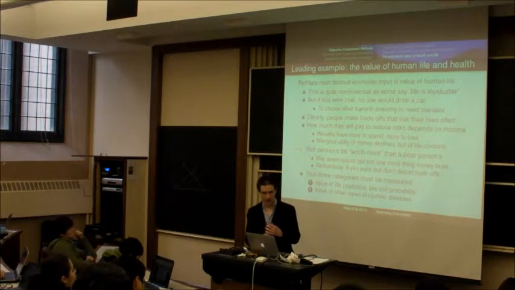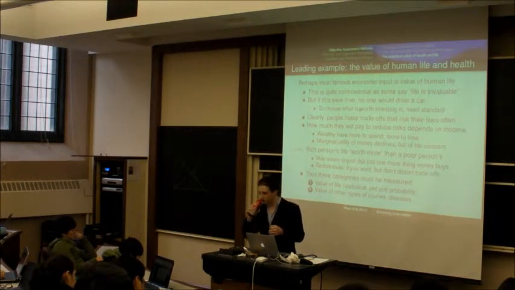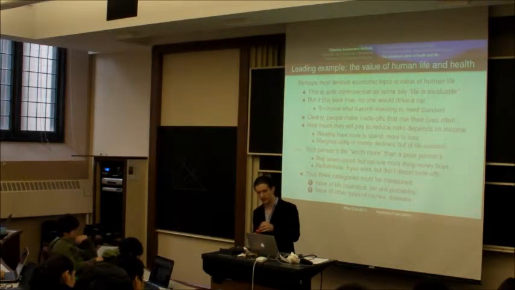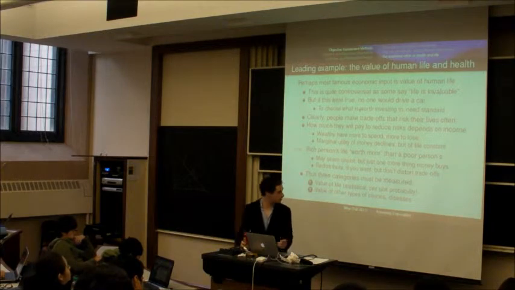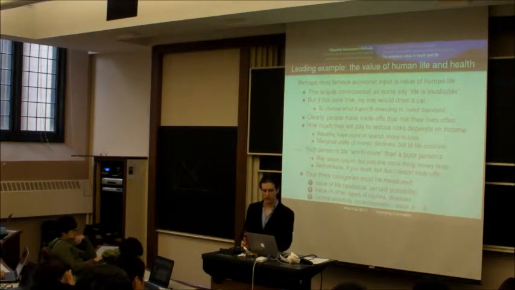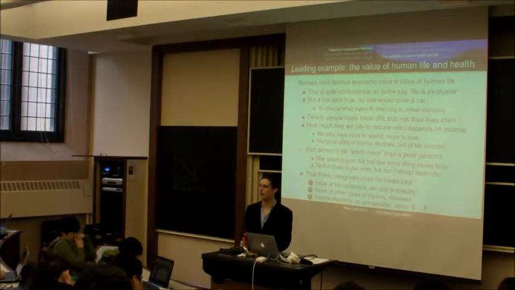Second, we have to estimate the value that they'd be willing to pay to reduce the chance of being injured, not just dying. And the third is that we need to figure out how the value they're willing to pay to avoid those things varies with their income.